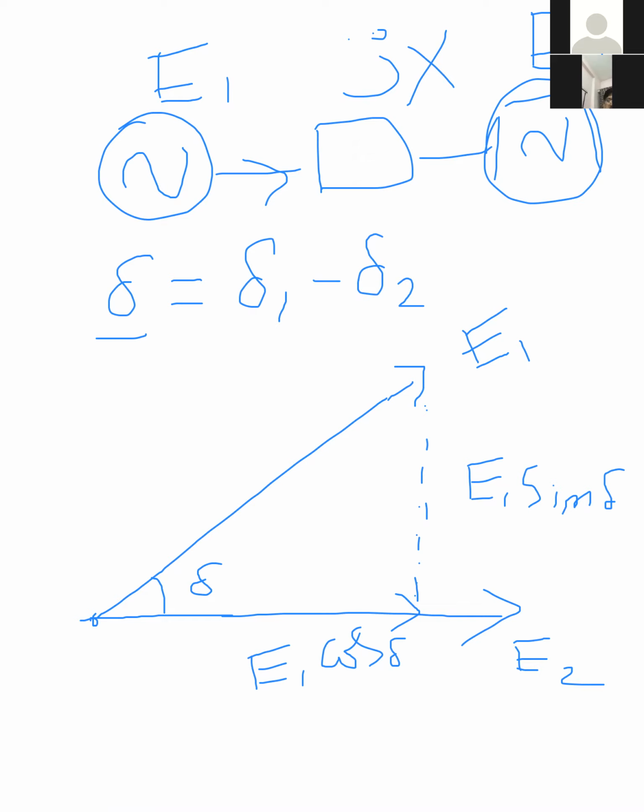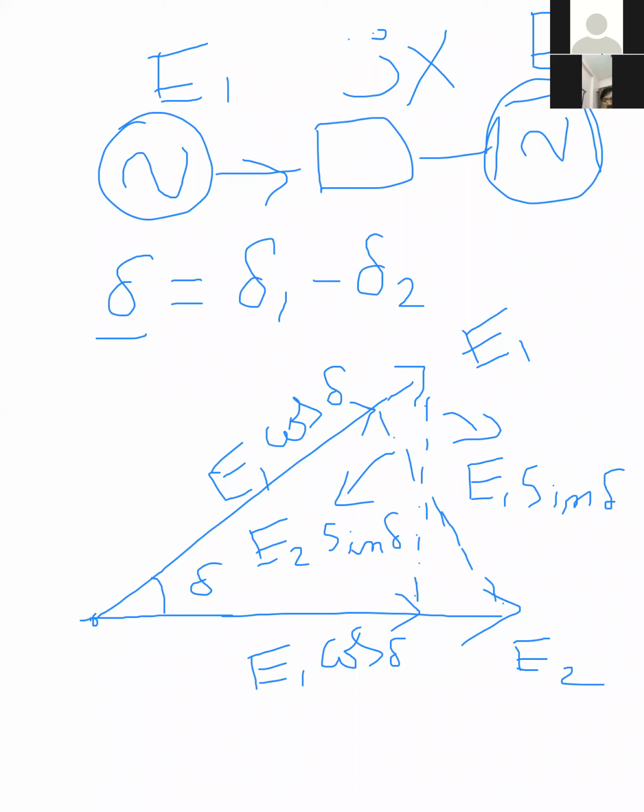And similarly, represent a perpendicular to E1. Now draw a perpendicular from the E2 end to E1. Then resolve E2 along E1. So this is equal to E1 cos delta, this one up to this. And this is E1 sin delta, and this is E2 sin delta.